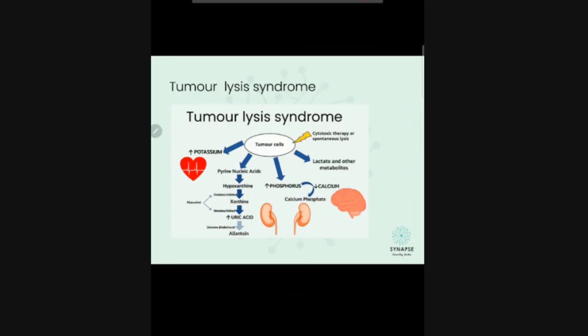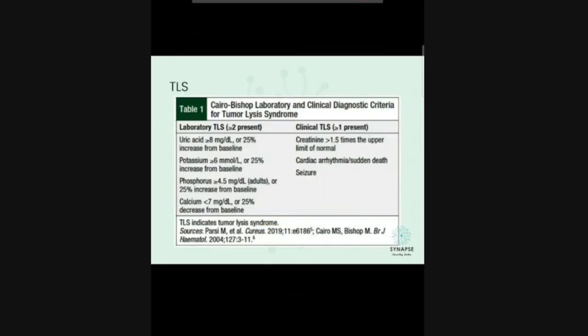But calcium levels will decrease. So they will have hypocalcemia. They will be having hyperuricemia, hyperkalemia, hyperphosphatemia, but they will be having hypocalcemia. So then the Cairo Bishop's criteria.